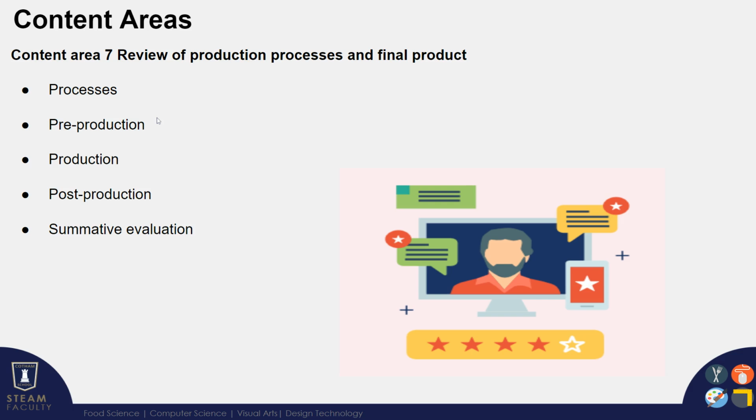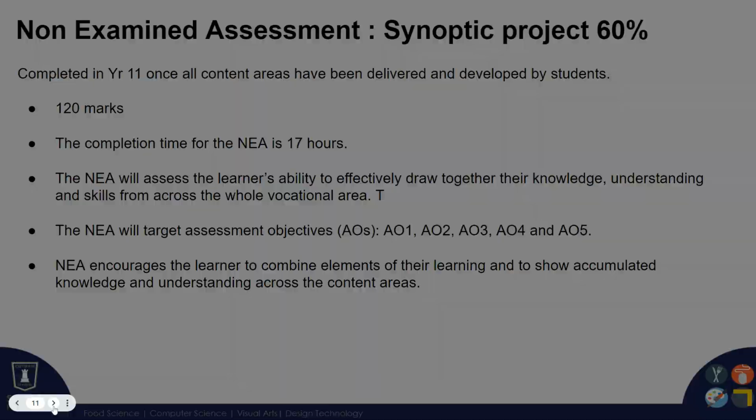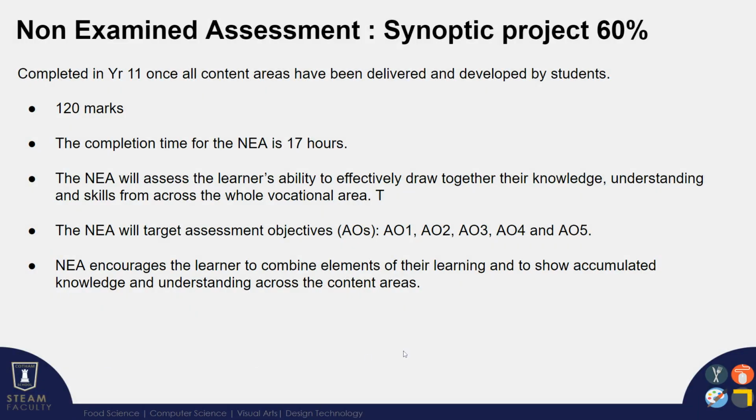The final content area is a review of the whole process, looking at the processes used, the planning in terms of pre-production, the making of the interactive media product, as well as then a final assessment and evaluation. So as said, those 7 content areas will form the non-examined assessment.